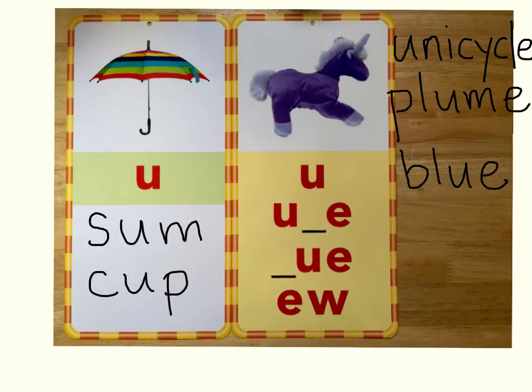Blue. And here's that E and U together. Two vowels go walking. The first one does the talking. Blue. And our last example is EW in the example word stew. Stew.